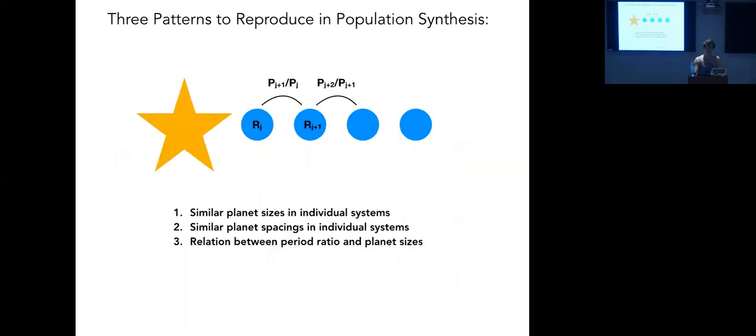Okay, so we found 3 patterns to reproduce in a population synthesis. The first of which is that planet sizes in individual systems are correlated. The second of which is that planets in individual systems have similar spacings. And the third of which is that across all systems, there seems to be a relationship between planet sizes and spacings that we don't understand.